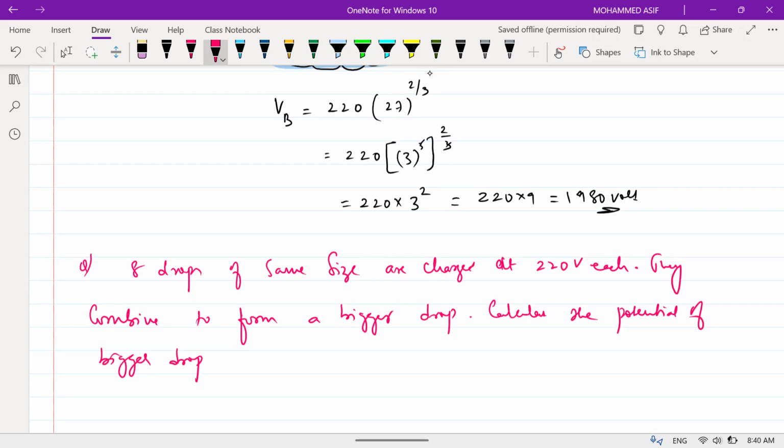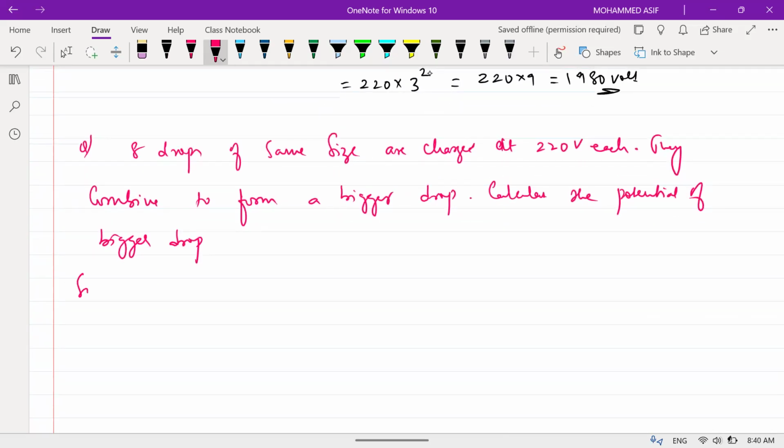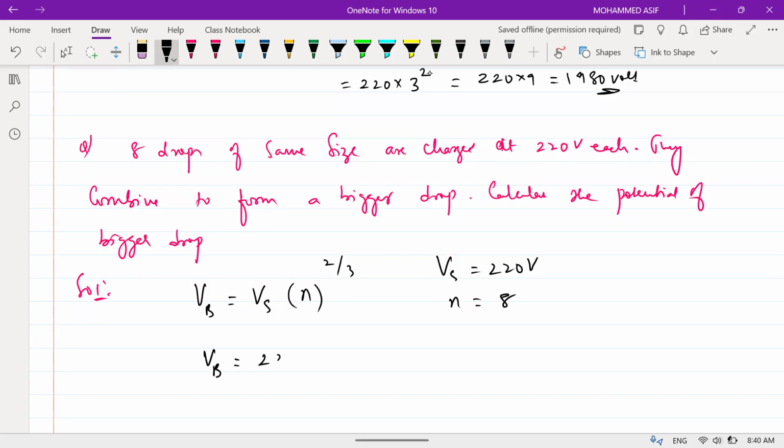It will not take more than 30 seconds now to do the problem. How many drops are you having? 880 volts. 880 volts. Very good. Potential of the bigger drop is potential of the smaller drop into n to the power of 2 by 3. Potential of the smaller drop is given as how much? 220 volt. How many droplets are given? 8. So potential of the bigger drop is equal to 220 into 8 to the power of 2 by 3.